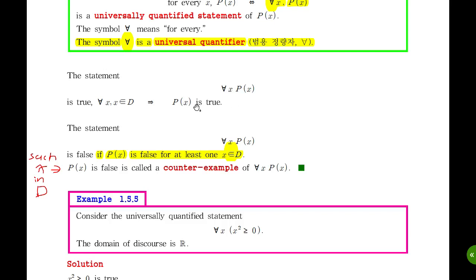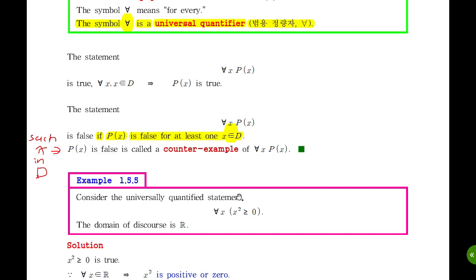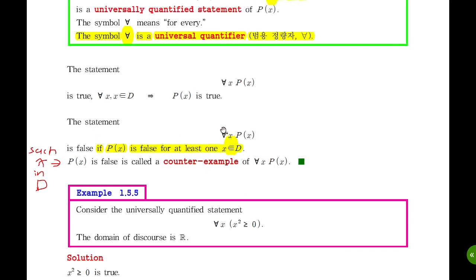The statement "for all x, P of x" is false means that P of x is false for at least one x in D, which means there exists x in the domain of discourse such that P of x is false. Okay? And this x is called a counterexample of this statement. Do you understand? "For all x, P of x is false" only requires showing that there exists at least one x that makes it not true, and that one is called the counterexample.